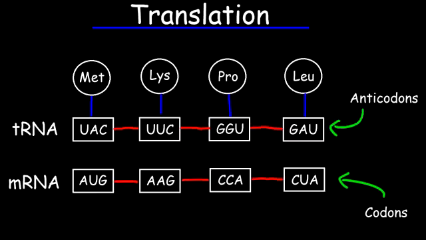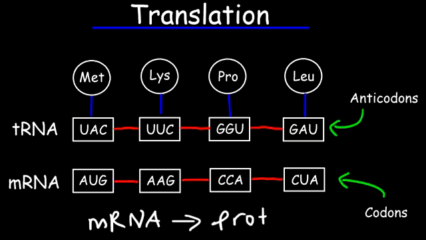Now let's talk about translation, which is the process of taking the information stored on an mRNA strand and using it to construct a protein. So once the mRNA strand is synthesized in the nucleus, it leaves the nucleus and enters the cytosol, where it interacts with a free ribosome or one that is attached to the rough ER. Now within the ribosome, it's going to interact with a tRNA molecule, or a transfer RNA molecule.